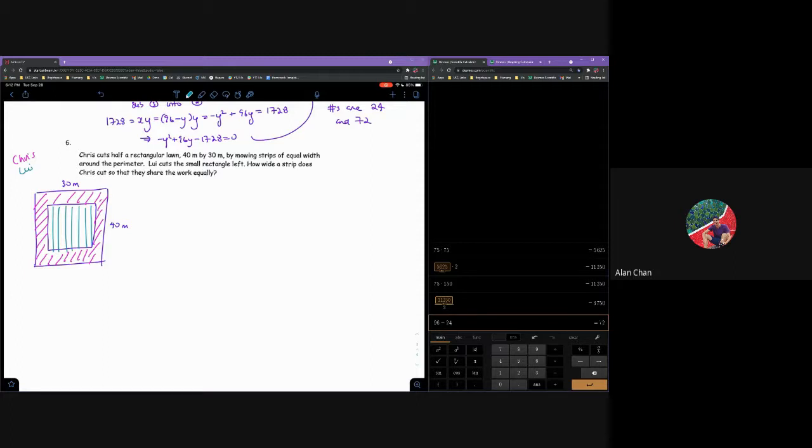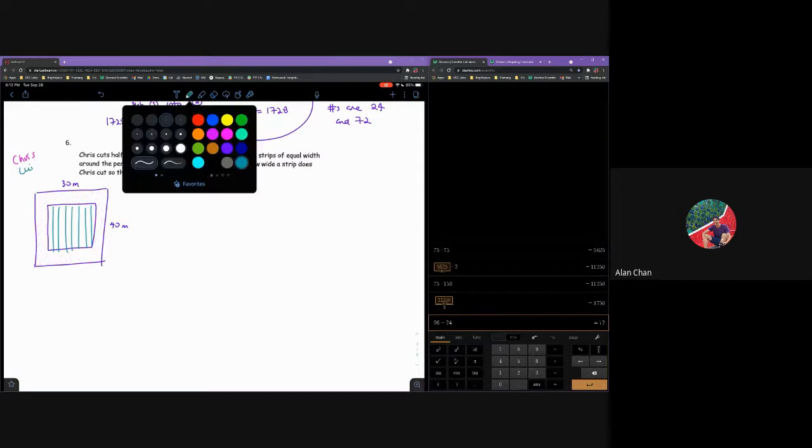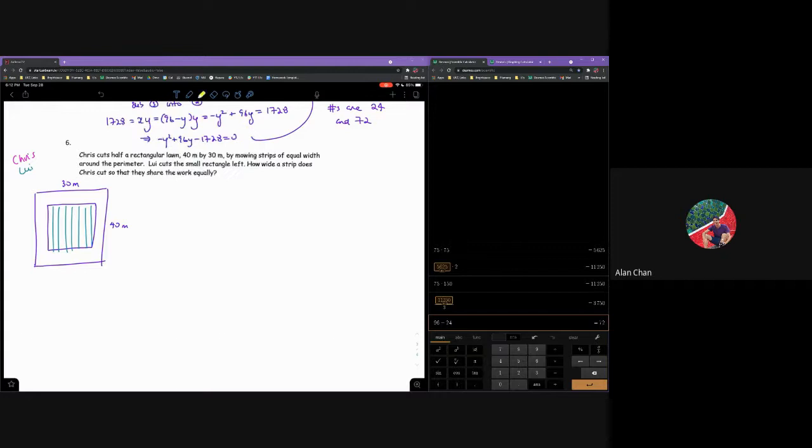How wide? So we're gonna need. Okay. So first of all, this pink is in the way. It's very distracting as well. Maybe I can shade it in pink instead. You know what I mean? It's also distracting, but it's not as bad. Okay, the key that I want to draw though is that I want you to see that this is X. So that's the width of the path. And of course, we're trying to find out what the width is going to be in order for Chris and Louis to cut the same amount of lawn. They want to share their work equally.